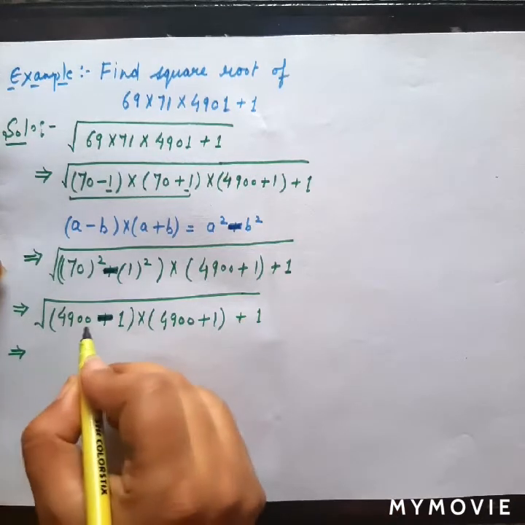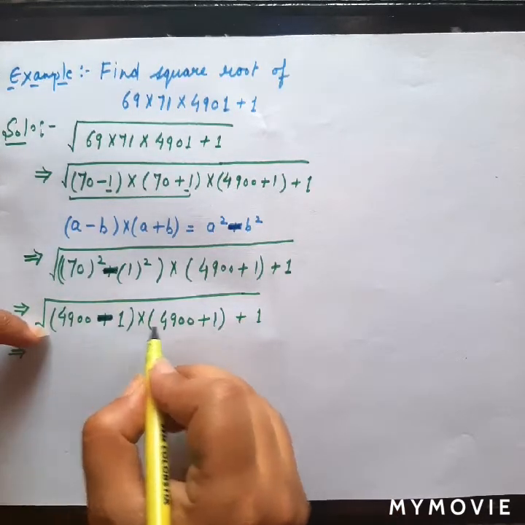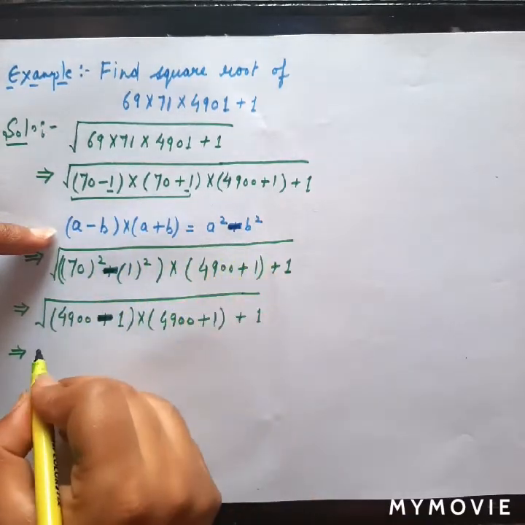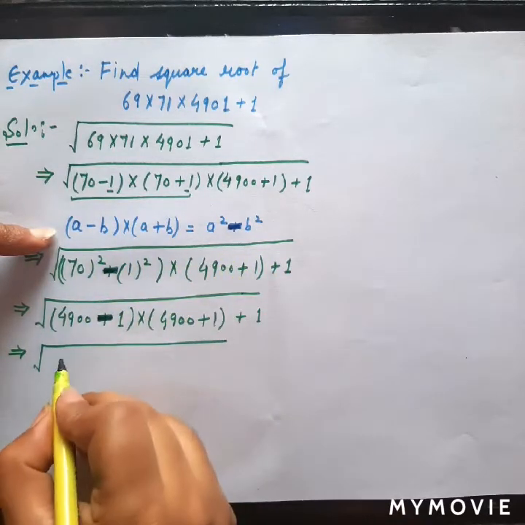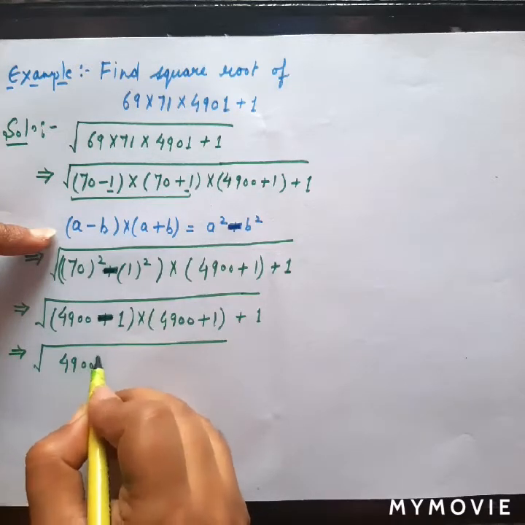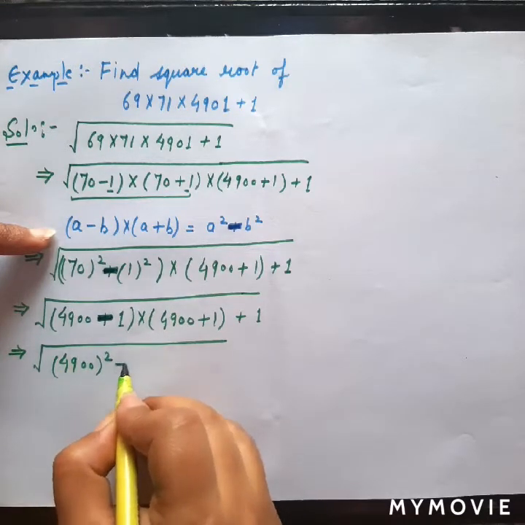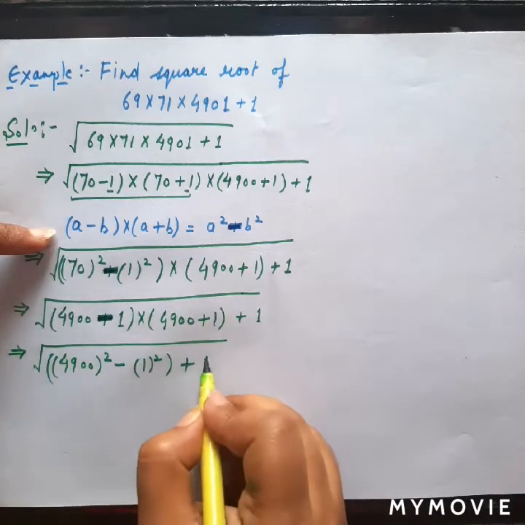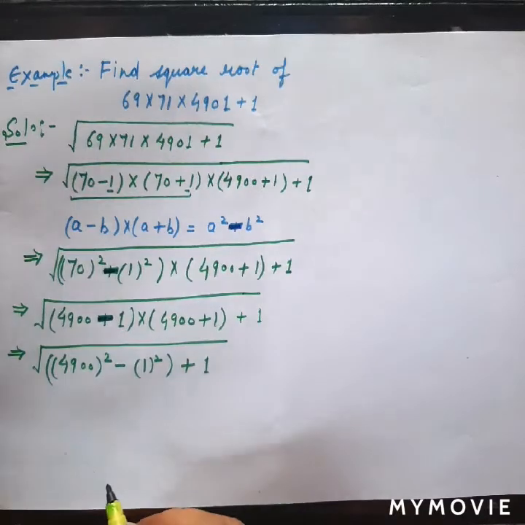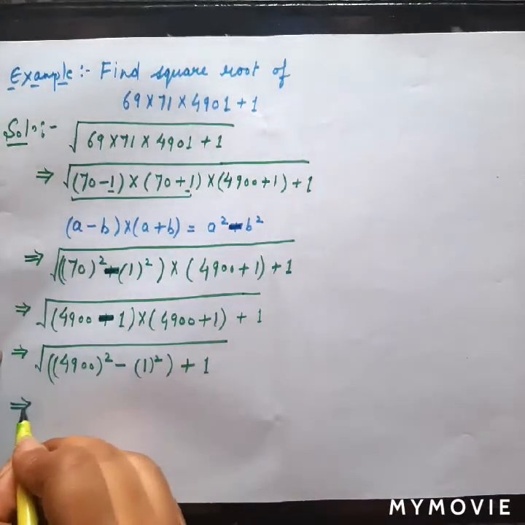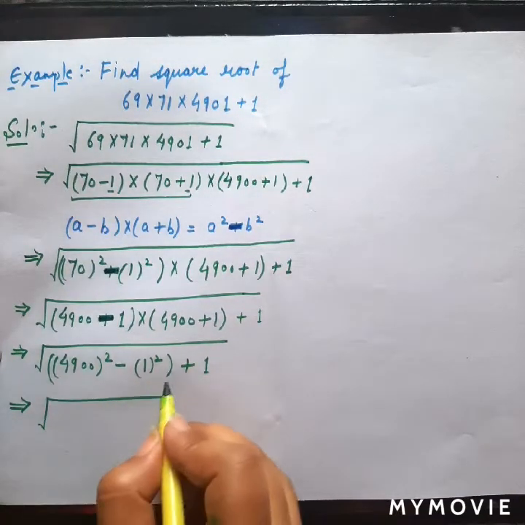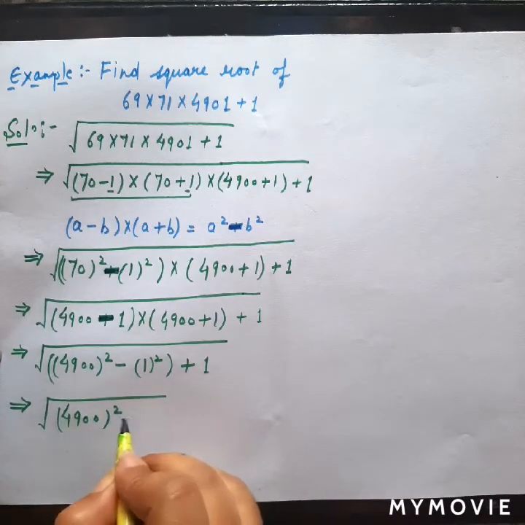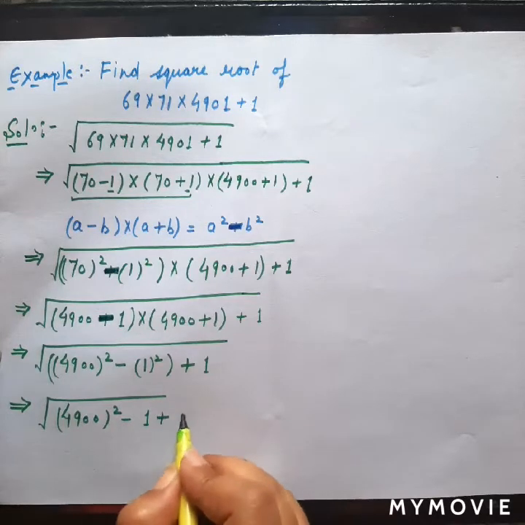So again we will apply this formula. This is a minus b into a plus b, a minus b into a plus b. Again this formula will be applicable over here, and we will write 4900 whole square minus 1 square and plus 1 outside. Fine. The next step is just to open these brackets. We will have 4900 square minus 1 square plus 1.